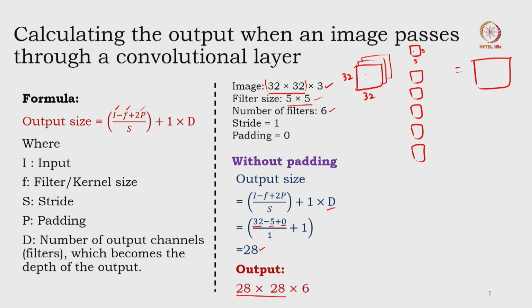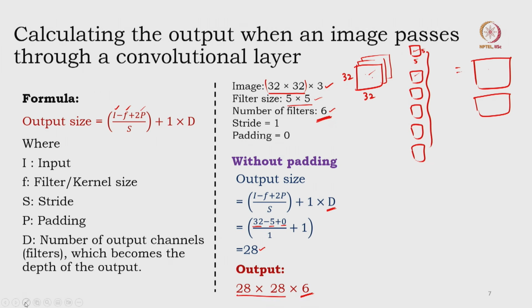Now you can ask, what is this D? Just imagine, when the first kernel is applied onto this input image, we get one feature map. When the second kernel is applied onto this input image, we get a second feature map. Like this, how many such feature maps will be obtained? It definitely depends on how many kernels we have considered, right? So since the number of kernels we have considered here is 6, in the output you will have 6 such 28 cross 28 feature maps. So this is important.